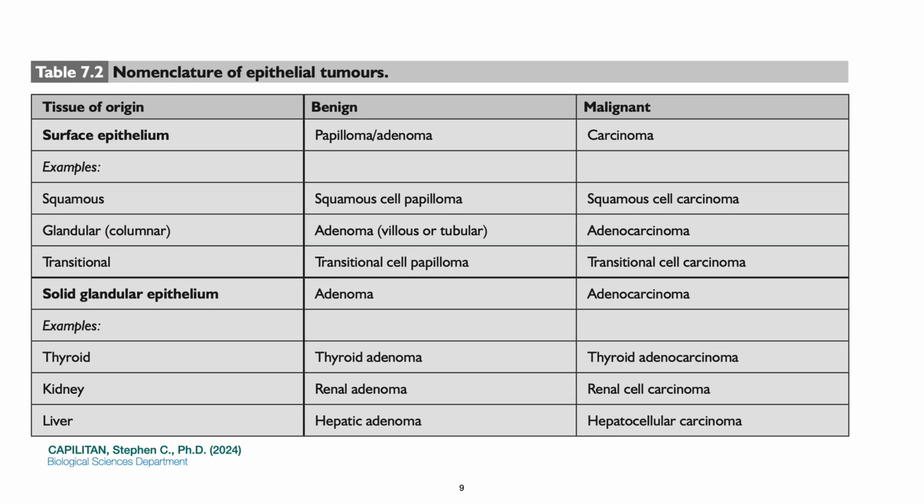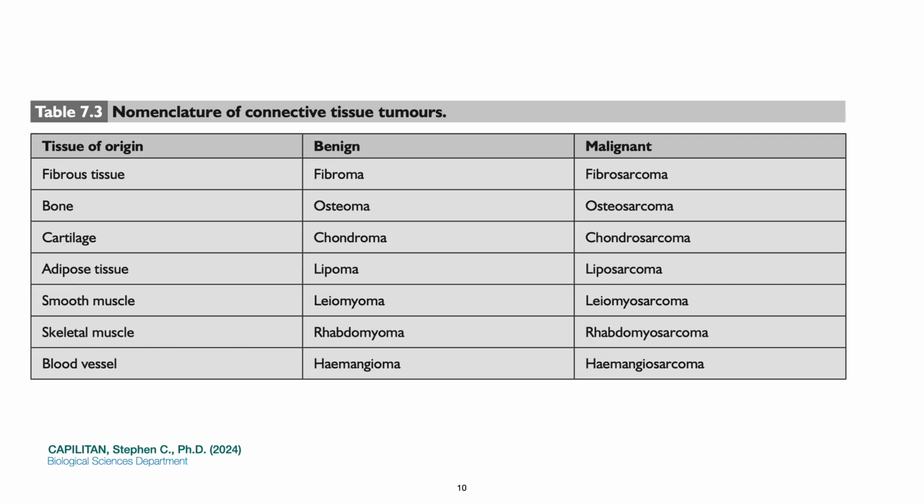In the nomenclature of epithelial tumors, we name them according to their tissue of origin. Let's say, for example, surface epithelium. We have types of surface epithelia: squamous, glandular or columnar, and transitional, and also solid glandular epithelium in solid organs such as your thyroid, your kidney, and your liver. Connective tissue tumors are named differently according to their tissue of origin. We have fibrous tissue, bone, cartilage, adipose tissue, smooth muscle, skeletal muscle, and blood vessels. And they are named for the benign and malignant.